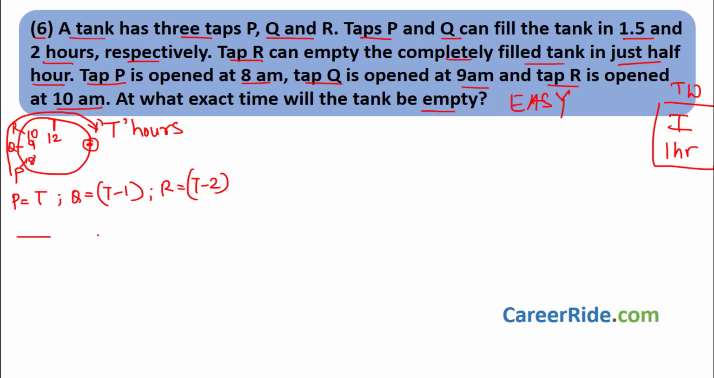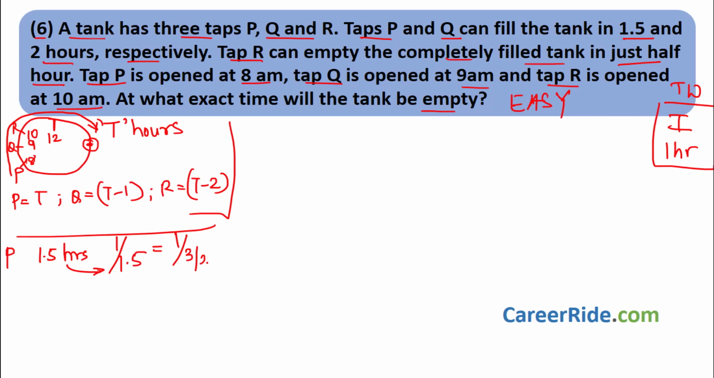Now what have we learned? Invert and take the 1 hour work done. P can fill the entire tank alone in 1.5 hours, so in 1 hour the amount of tank filled by P is 1 upon 1.5. Let's not keep it in decimal; 1.5 is nothing but 3 by 2, so that would be 2 upon 3, the amount of work done by P in 1 hour. Same way for Q: the tank filled in 1 hour by Q is 1 by 2, because we invert, right?